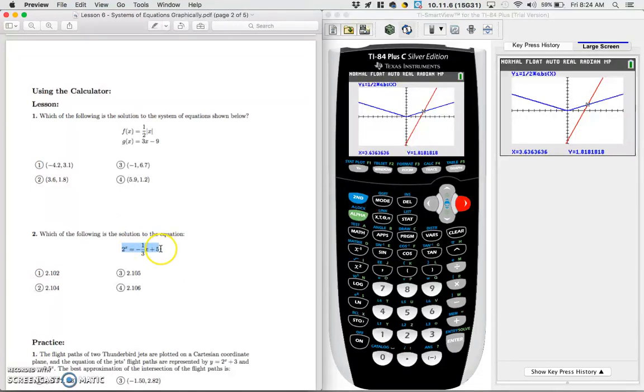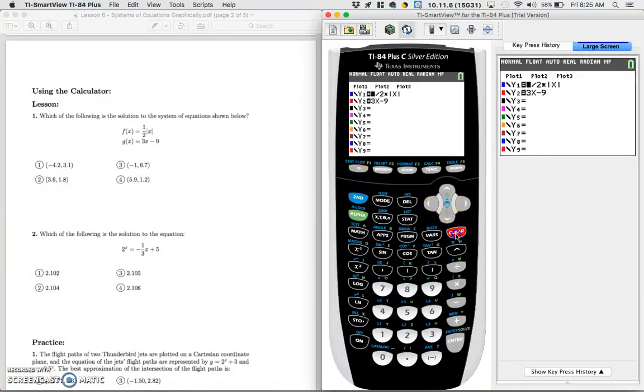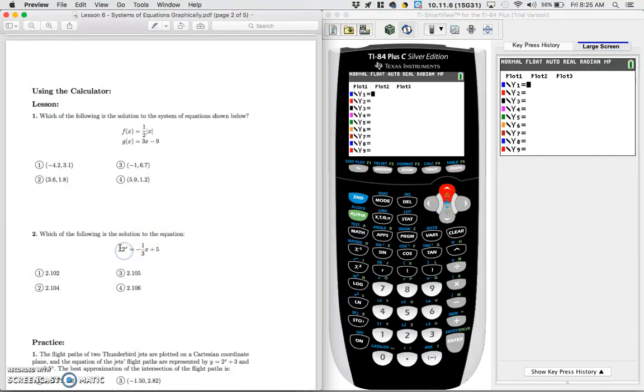But this problem looks a little strange. How are we supposed to solve this graphically? It's just one equation instead of two equations like we had above. So the way you can solve this graphically is, let's go to y equals. I'm going to clear out the two old equations. To solve this one graphically, what you're going to do is enter this one as your first equation.